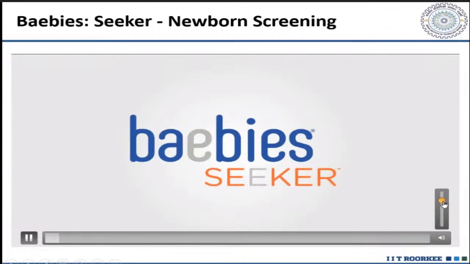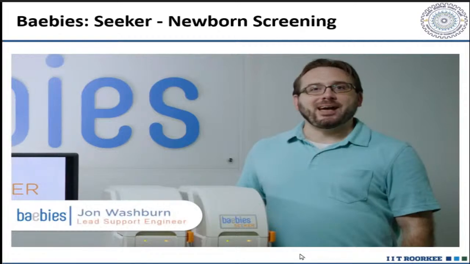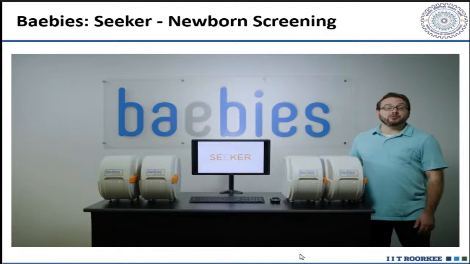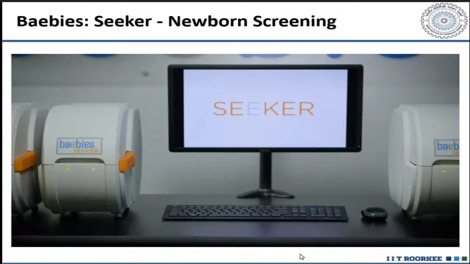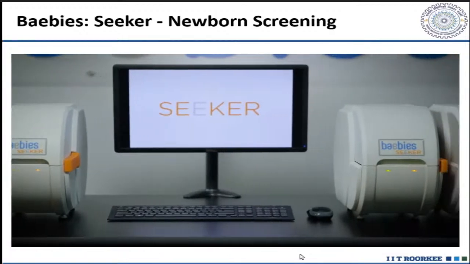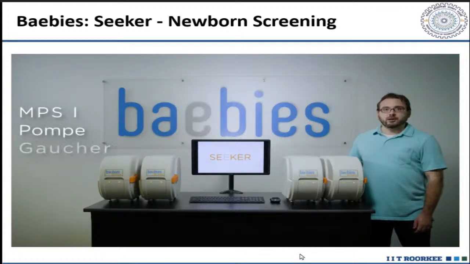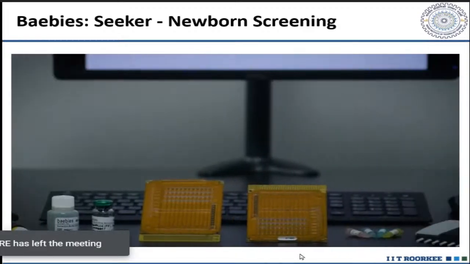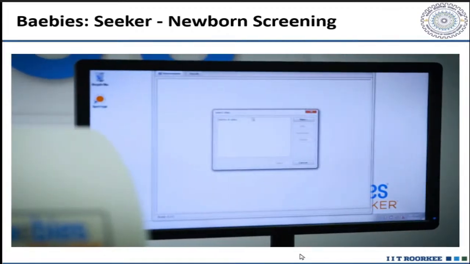In the commercial products, this is one commercial product, and it is known as Babies. The lead support engineer is demonstrating the device, which contains a microfluidic biochip inside, and it is connected to the computer. You can load the sample, which is taken from a newborn baby. For a newborn baby, we cannot draw too much blood, so we have to take a very small amount of blood, and we have to do all the screening, all the tests, depending on the situation.